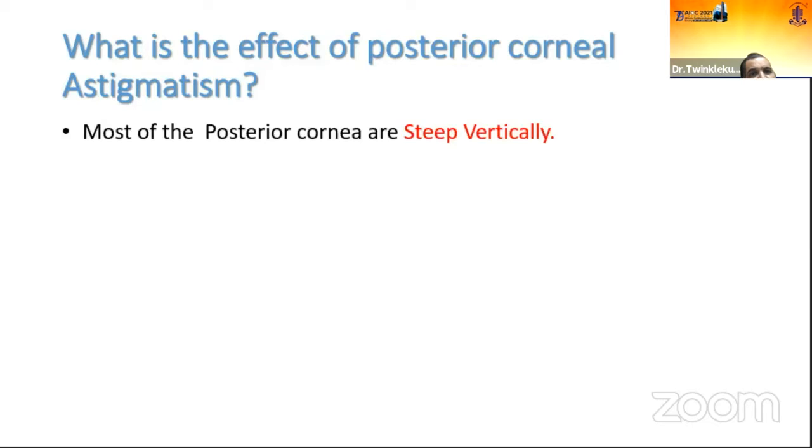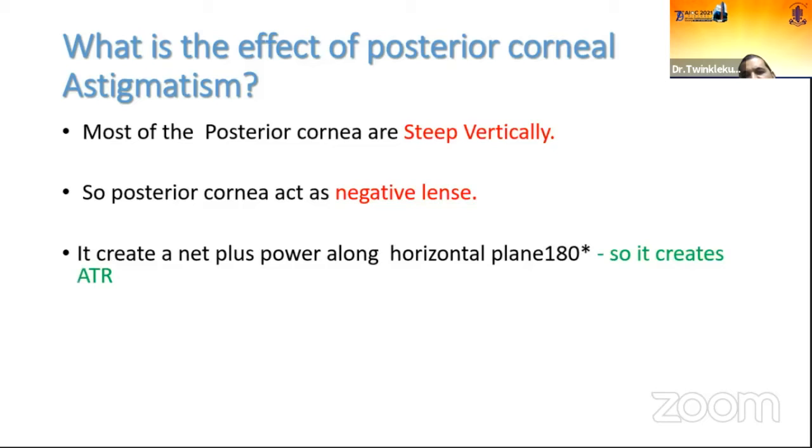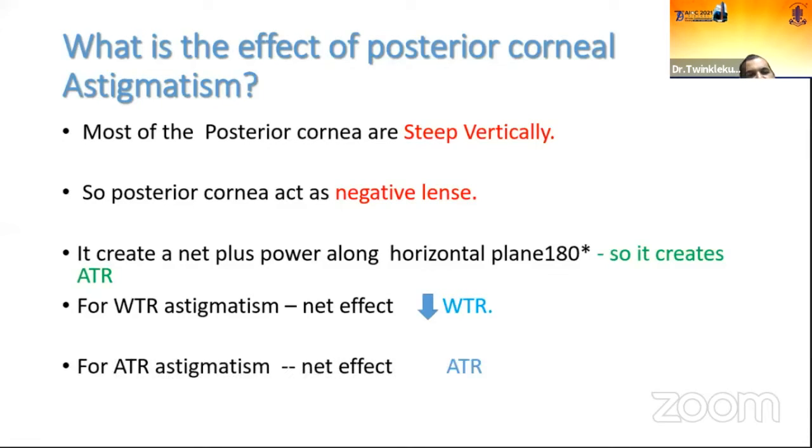So what they found out is the effect of PCA: most of the posterior cornea is steep vertically. Nearly 80% of the corneas are vertically steep. So the posterior cornea acts as a negative lens, creating a net plus power along the horizontal plane, 180 degrees. So it creates against-the-rule astigmatism. For patients with with-the-rule astigmatism, the net effect will be decreasing the with-the-rule astigmatism. And for against-the-rule astigmatism, the net effect will be increasing the against-the-rule astigmatism.